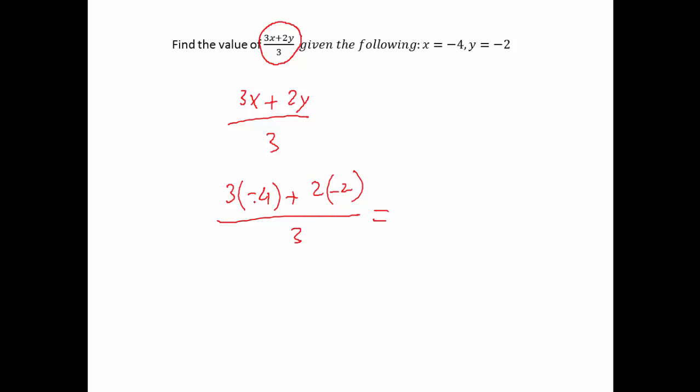3 times -4 gives you -12. 2 times -2 gives you -4, over 3. -12 minus 4 gives you -16 over 3. This is your answer.